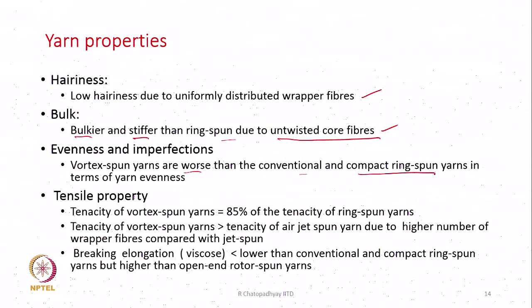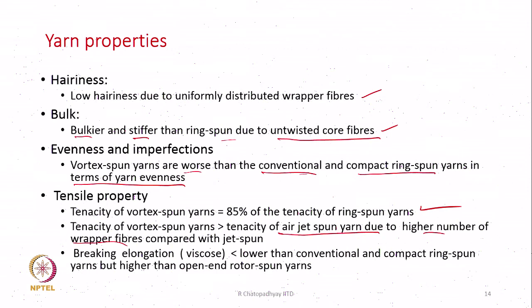Evenness: vortex spun yarns are worse than the conventional and compact ring spun yarns in terms of yarn evenness. So, conventional ring spun yarn and compact spun yarns are much evener than this vortex spun yarn. Tensile property: tenacity of vortex spun yarns is 85% the tenacity of ring spun yarns. So, compared to ring spun yarn, they are a little weaker. Tenacity of vortex spun yarns is greater than the tenacity of air jet spun yarn due to the higher number of wrapper fibers. If we compare between air jet and vortex, then vortex spun yarns are stronger.